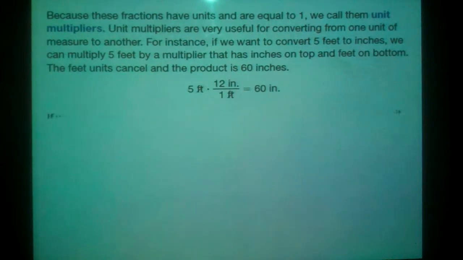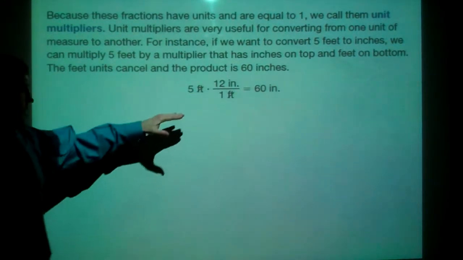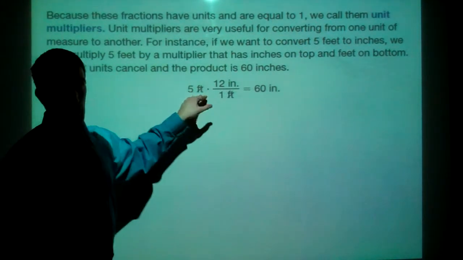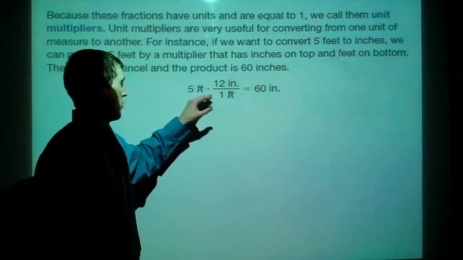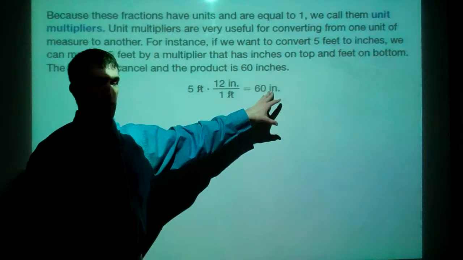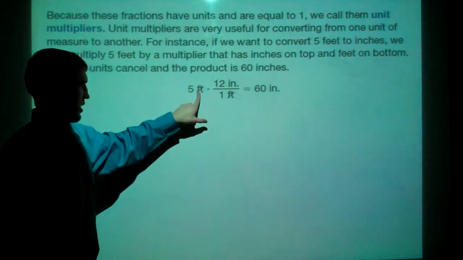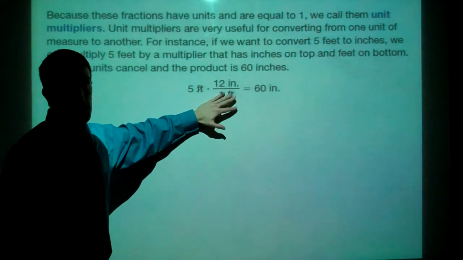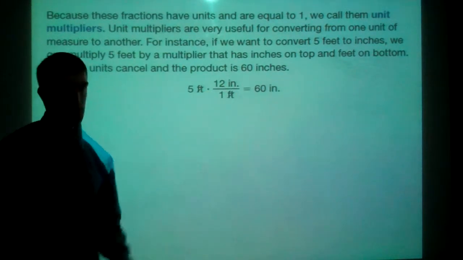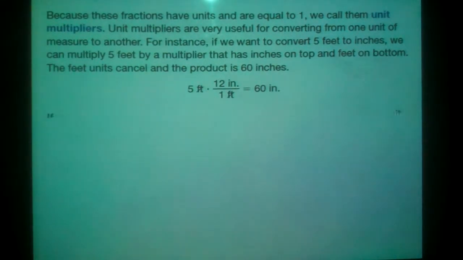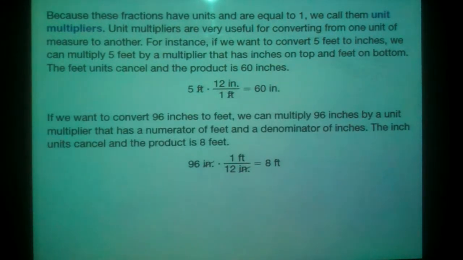Let's see if I have my diagram here. I don't. But we're going to start with what they give us, 5 feet, and we want to end in what they want us to put it in. So here we started with 5 feet. They wanted us to put it in inches. So we want to get feet on the bottom here so that feet cancel out with each other, and we're left with inches in the end. 5 times 12.